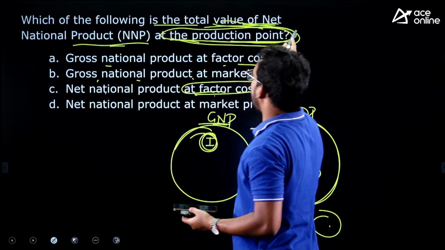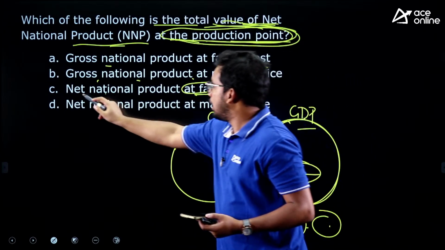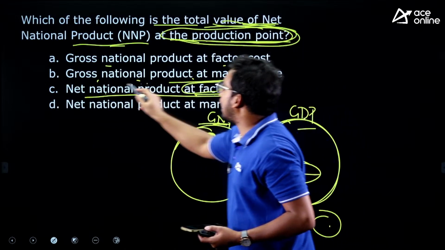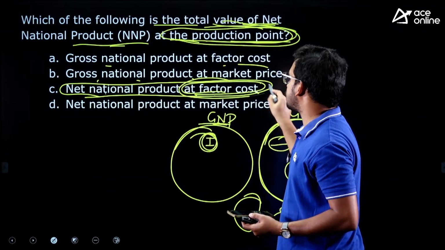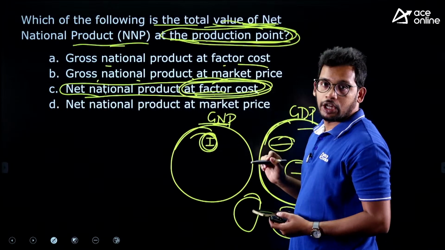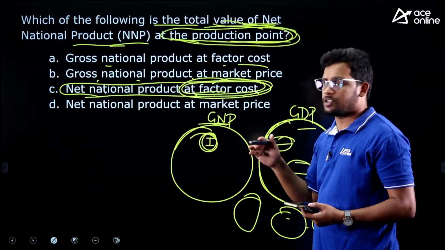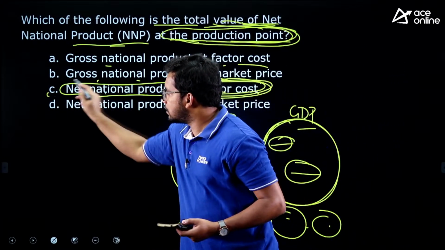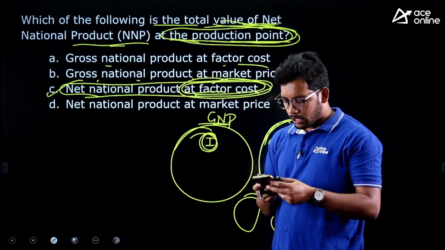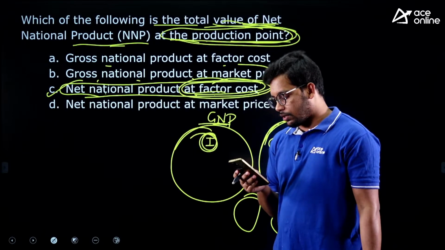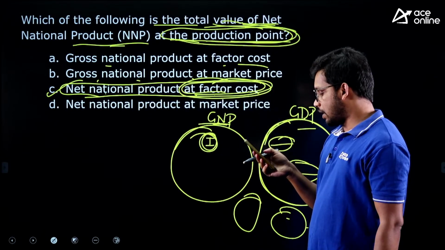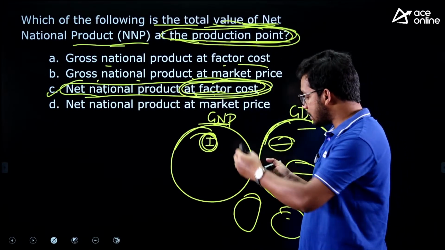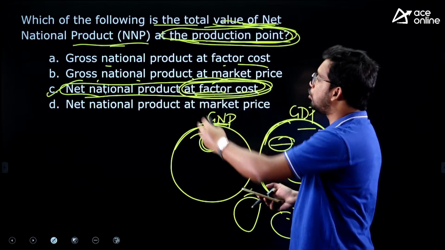So the net national product is nothing but net national product at factor cost. So at factor cost, we do not have anything, right? Excluding the taxes, subsidies, all these things, it is the bare amount. So the answer is C. This is very important. I could have directly told the answer, but you won't be able to understand, right? So you need to understand the concept, only then you will be able to answer.